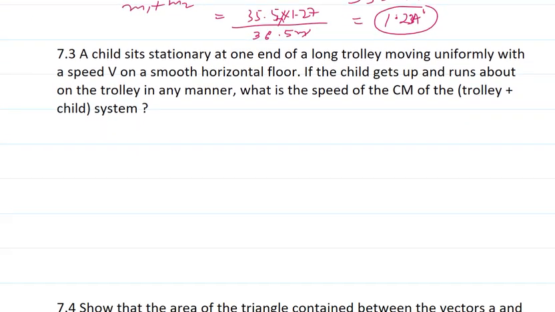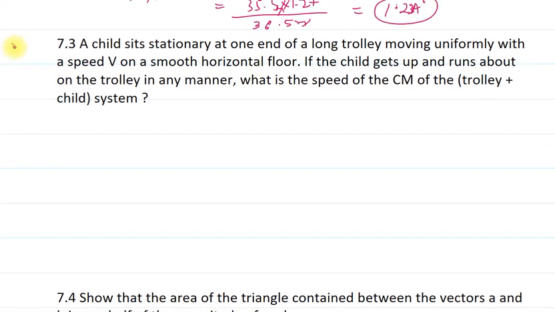Now let's come to the third question of the exercise. A child sits at one end of a long trolley moving with uniform speed on a smooth horizontal floor. The child gets up and runs about on the trolley in any manner. What is the speed of the center of mass of the trolley and child system?